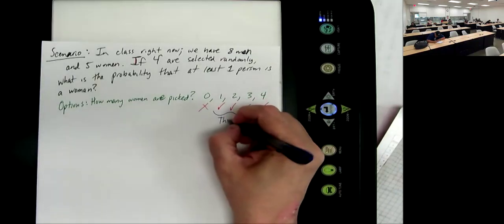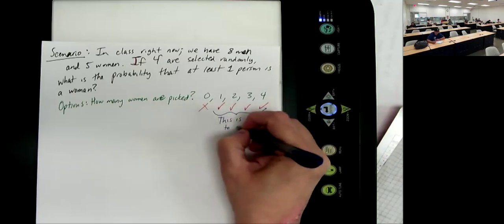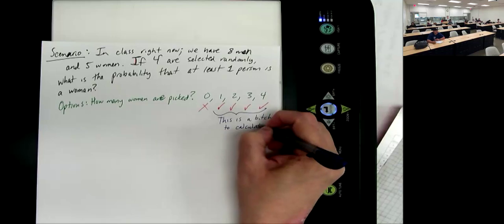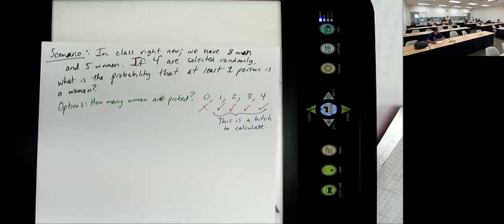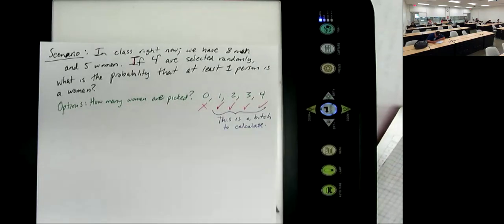This is a pain to calculate. We haven't even done the steps on how to calculate 0 yet, which we're leading to. But that's what we need. We need this.